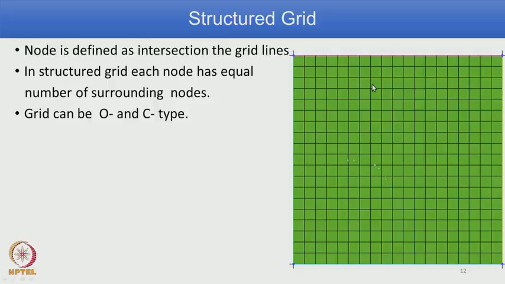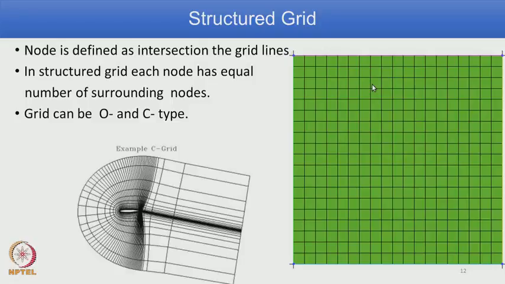Depending on the overall arrangement of the grid, a grid can be called either O type or C type or H type. For example, this is flow past an aerofoil, a structured grid, and if you look at the overall shape, it looks like the alphabet C. So, this is what is called a C grid, and in this case it can be body fitted.